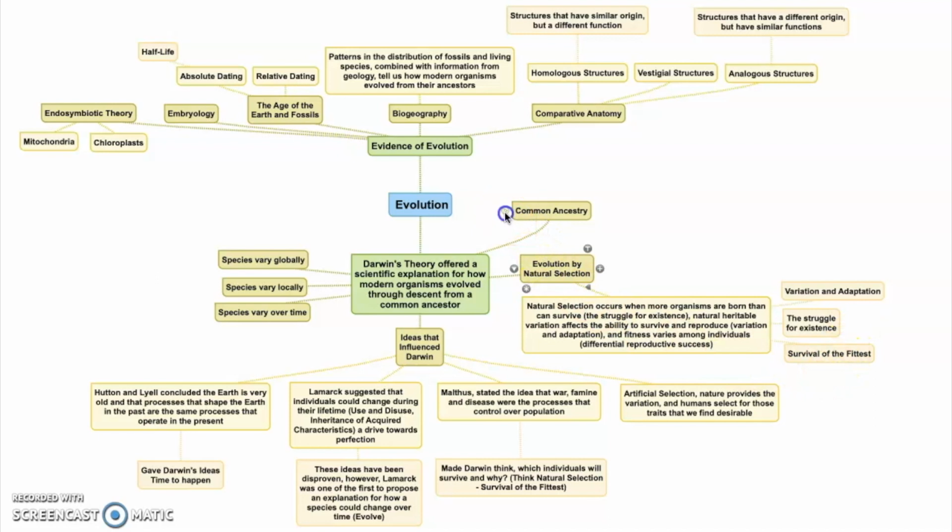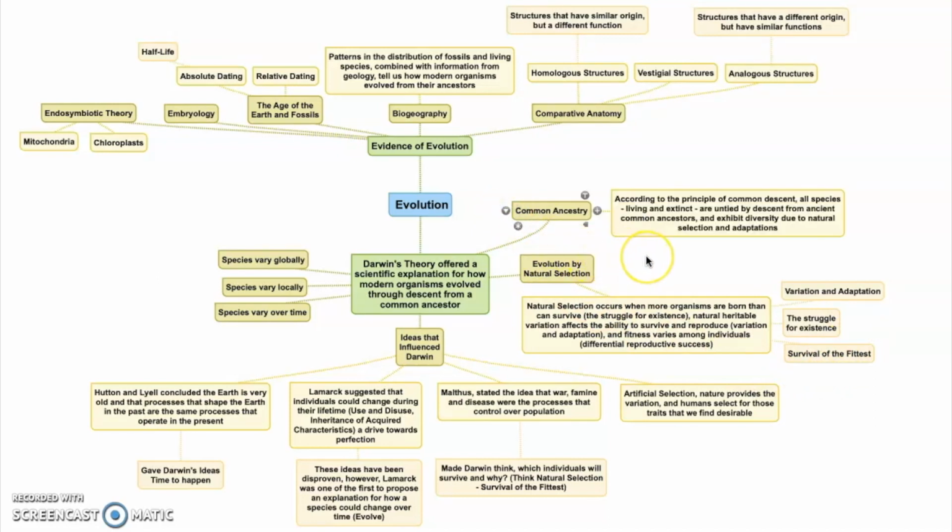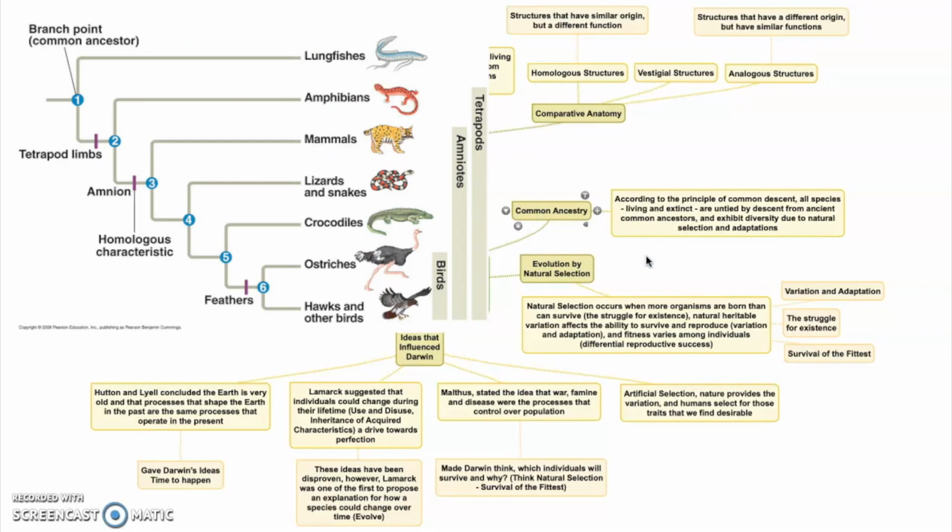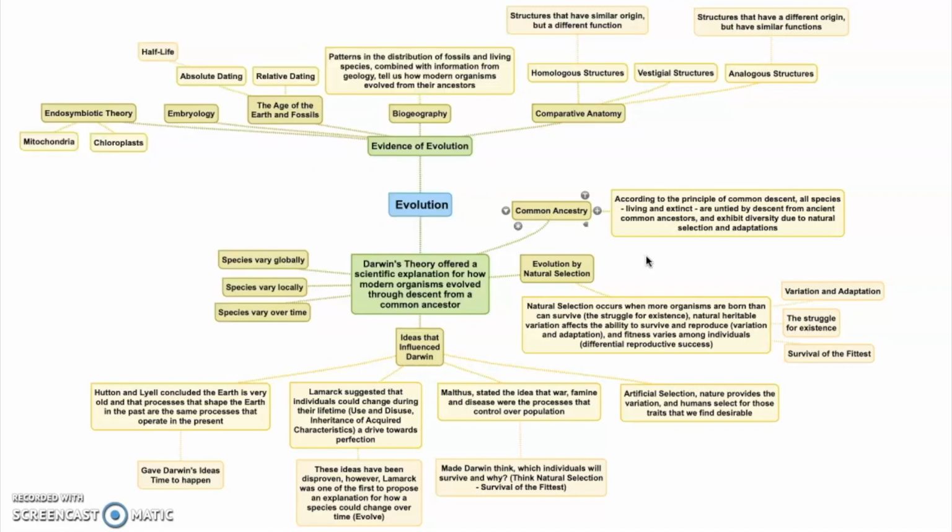And the last thing we're going to take a look at here is, according to the principle of common descent, all species living and extinct are going to be united by descent from an ancient common ancestor and exhibit diversity due to natural selection and adaptation. So organisms, through genetics, gain different mutations that may ultimately lead to adaptations that make them more suited for their environment. Those that are more suited to the environment tend to produce more offspring, and their genes are passed along.